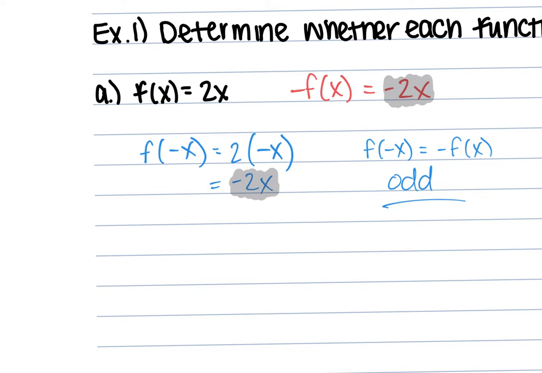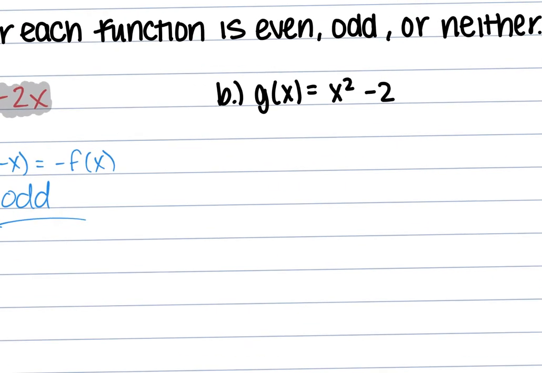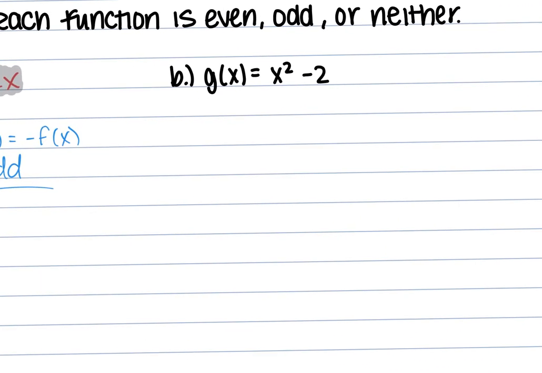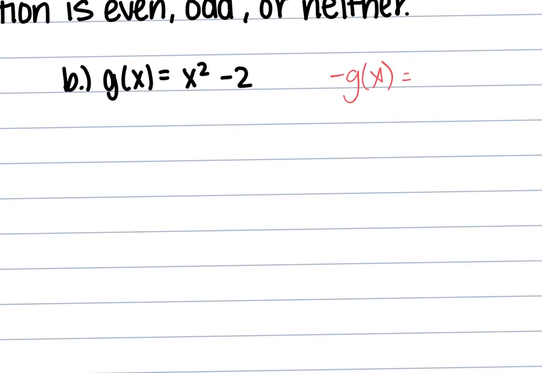Okay? Let's do another one. So in B, we've got g of x equals x squared minus 2. Before you plug in negative x, rewrite negative g of x. What would negative g of x be? Negative x squared plus 2. Good. Change the sign of every term of your function. Do you guys see how the x squared was positive? We changed it to negative, and then minus 2 became plus 2.